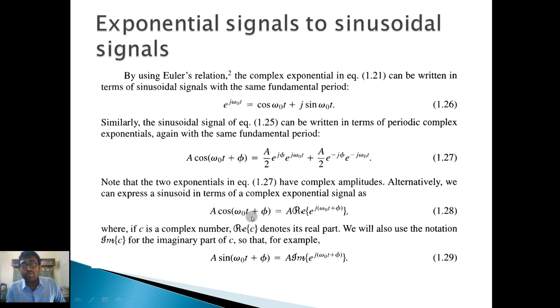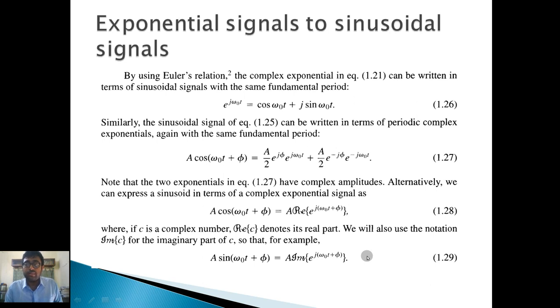That's a cos omega 0 t plus phi is equal to a real part of e to the power j omega 0 t plus phi. In the case of the imaginary part, the imaginary value is this and the real value is this. We can describe this function as this. It means that a complex exponential signal is nothing but a sinusoidal signal. That is the transformation, because both express or refer to the same signal.